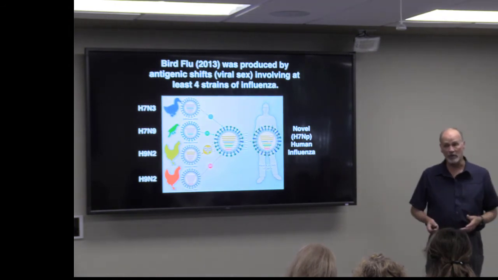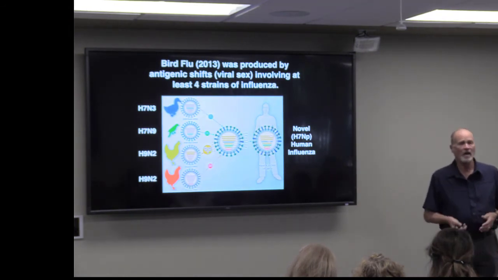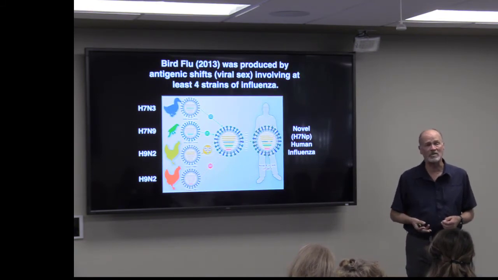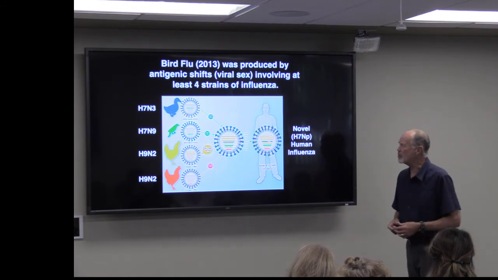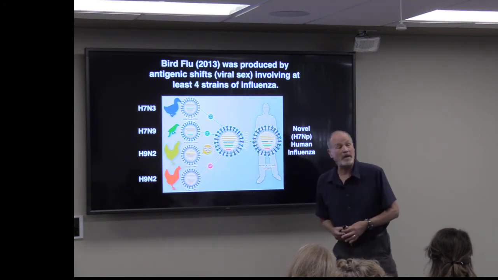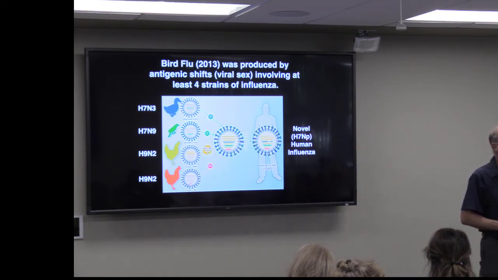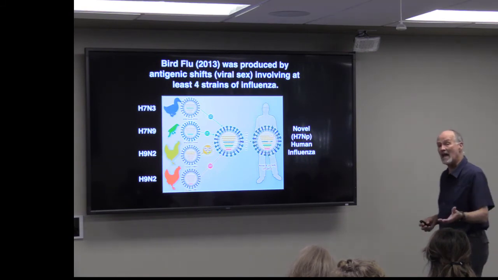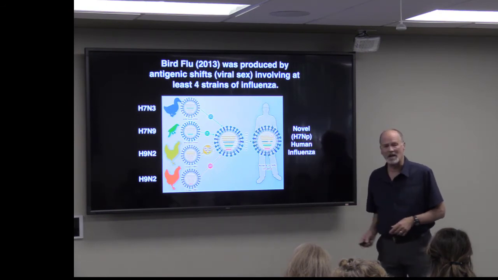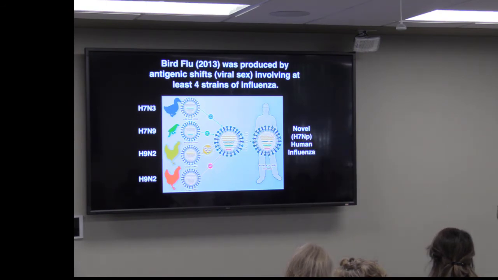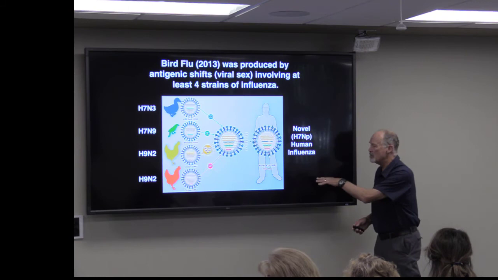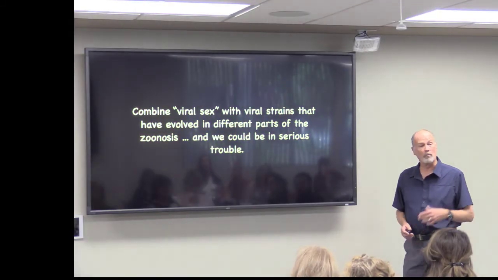For example, the bird flu that went around in 2013 was produced by antigenic shifts, viral sex, involving at least 4 different strains of influenza. And you can see the 4 strains right here. They were all avian, some of them in chickens, some in ducks, and some in pigeons, as it turns out. But they managed to mix together and then produce a novel strain, which was H7, I forget what the N was. Obviously, that's a typo, and I apologize for that. I'll go back and check. I think it was N9, but I'll double check that. But basically, a lot of our own serious problems were formed by that.